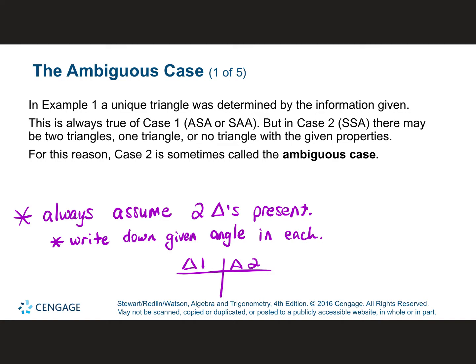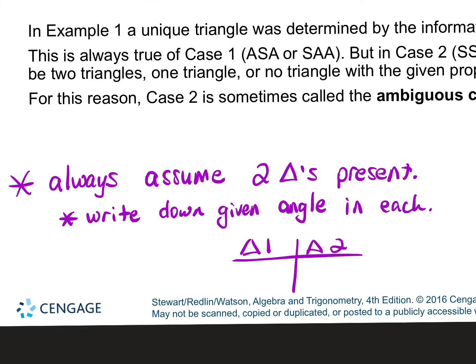So I wrote that right here. Always assume that two triangles are present. Whatever angle they give you, if they give you two angles, you just add those up and subtract from 180. If they give you two angles, there cannot be a second triangle present. But if they only give you one, there mathematically could be a way for two triangles to be formed. So what you're going to do is always assume that there's two triangles and write down the given angle in both triangles. And I'll show you.